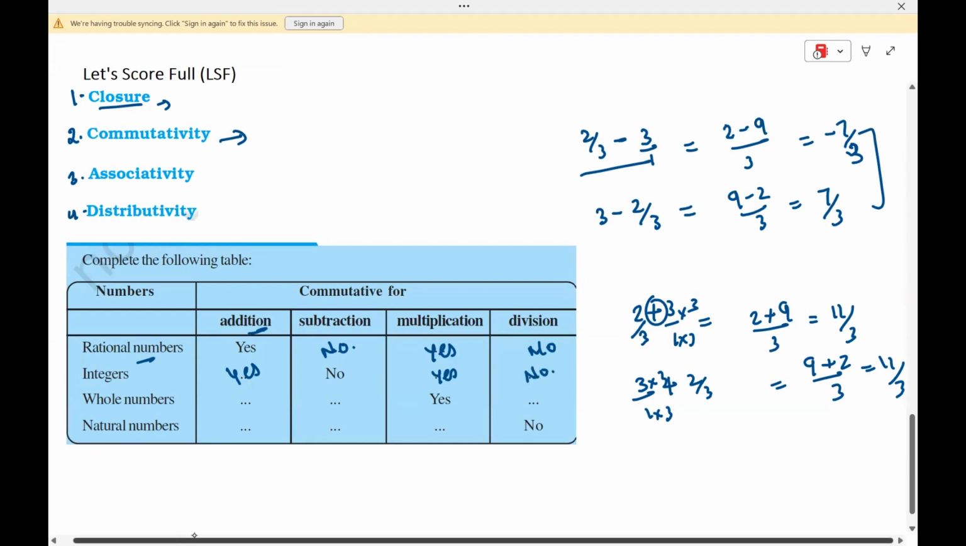Whole numbers: addition is yes. Subtraction, no. Multiplication, yes. And then division, definitely no. Natural numbers: addition is yes. Subtraction, if I subtract two numbers, definitely a natural number will not necessarily come. Multiplication, yes. Then division again, no. So for all the numbers, it is approximately, not approximately, exactly the same.